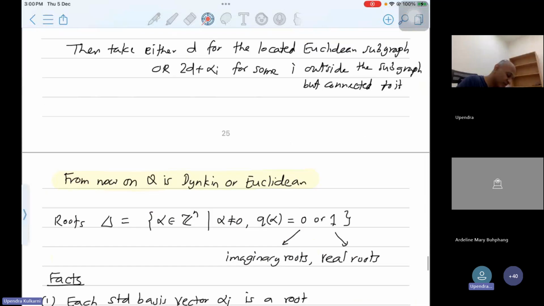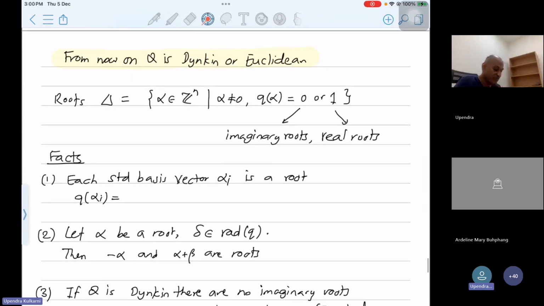All right. So let's gather some more information about the situation where the diagram is Dynkin or Euclidean. I will include the Euclidean case for now because it doesn't really require much extra work. Soon we will specialize to the Dynkin case. I'm going to define roots to be a very special set of integer vectors in Z^n. The roots are going to be important for us because the dimensions of indecomposable representations are going to be roots, when we analyze the cases of interest. That's the reason why I want roots.